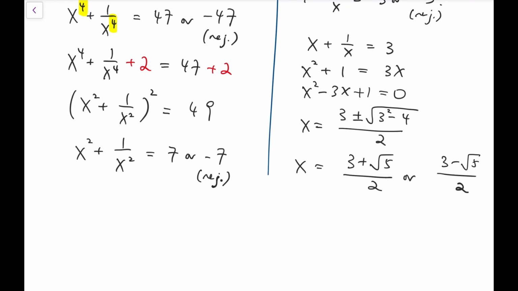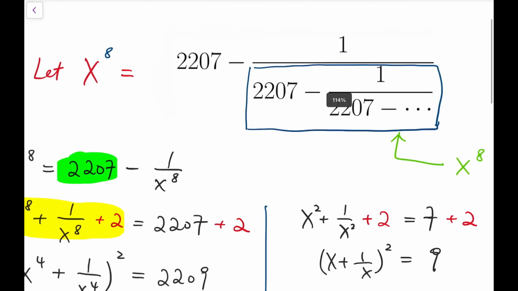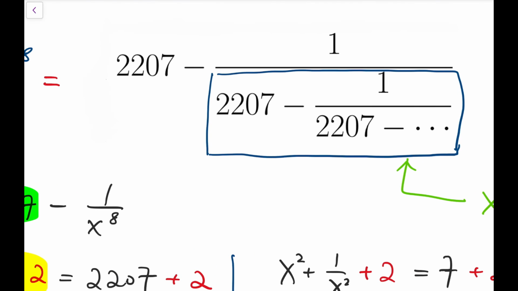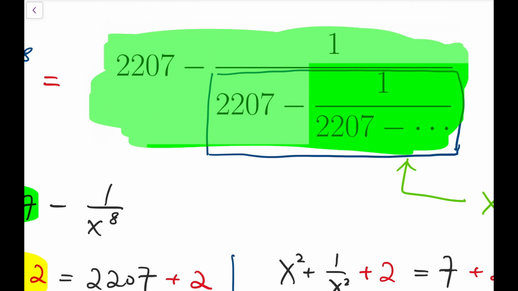So by approximating, we know that this is about 2.6 and something, while the smaller one is actually around 0.4, I guess, because root 5 is about 2.23, somewhere around that. However, if we look at this expression, 2207 minus a fraction, and this fraction is also positive, but the numerator is 1, while the denominator is apparently larger than 1. So that means altogether, this entire expression should be about 2206 point something.